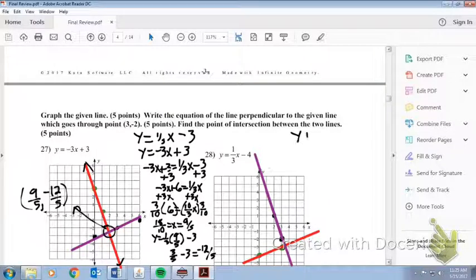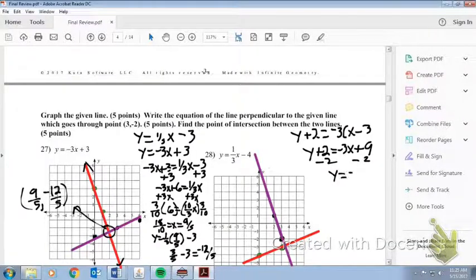But I'm already given the point and the slope, so I can actually plug in 3, negative 2, and my slope of negative 3 into the point-slope format. And that's what it would look like. y plus 2 equals negative 3 times (x minus 3). So I'm going to distribute that negative 3. I get negative 3x plus 9. Negative 3 times negative 3 is plus 9. I'm going to subtract 2 from both sides. And I get y equals negative 3x plus 7. So that's the equation of the line.